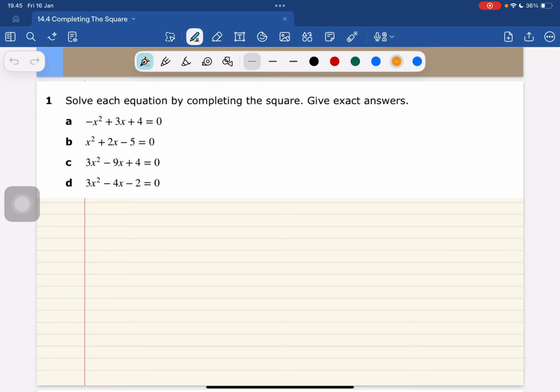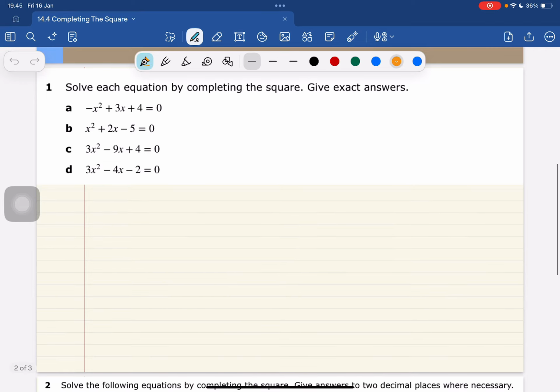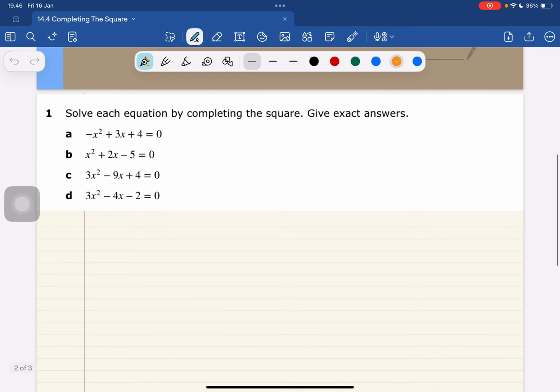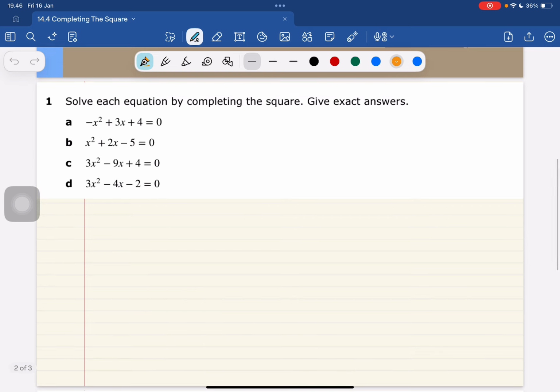In this video, I'm going to solve practice questions about completing the square. Let us take a look. Number 1: solve each equation by completing the square, and give the exact answer.